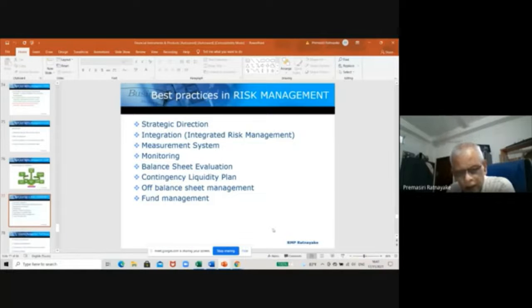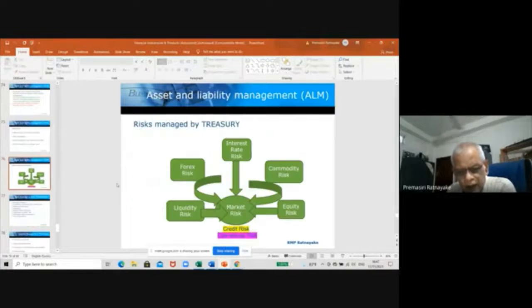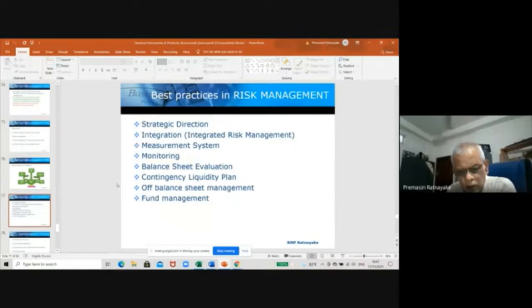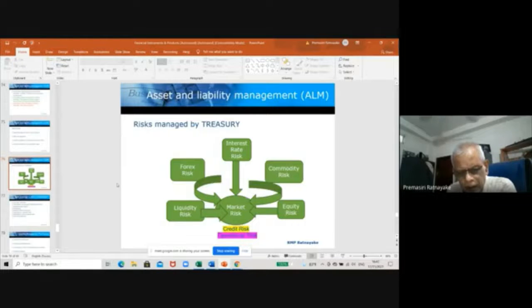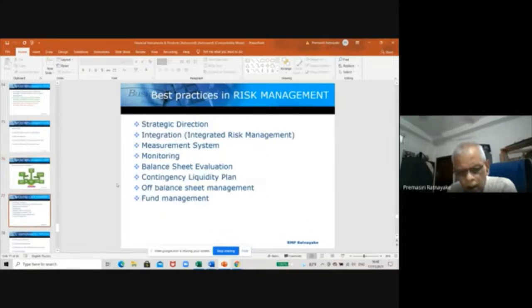Then the risk measurement system, measuring all these risks. There should be a system to measure the risk. Then monitoring. The variance of the measured risk in each of these components has to be monitored, and should not be allowed to go out of control.